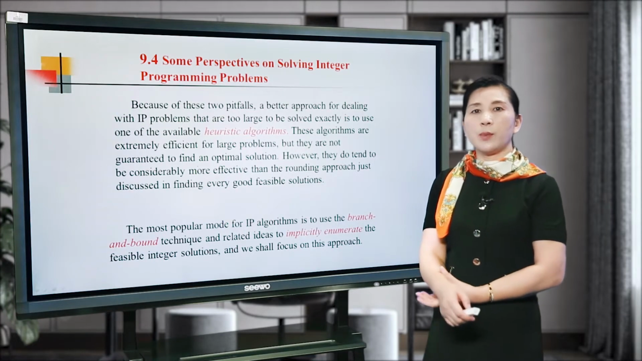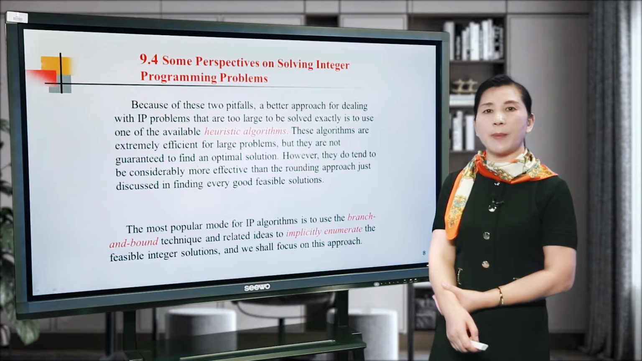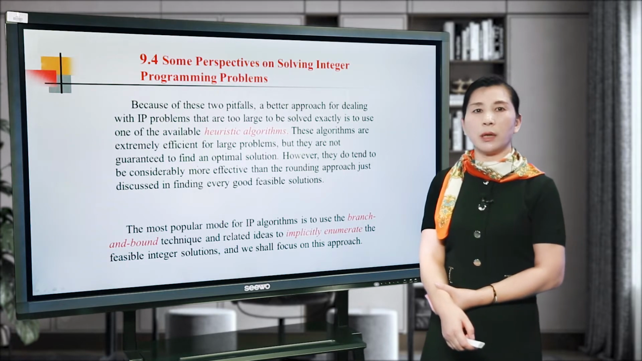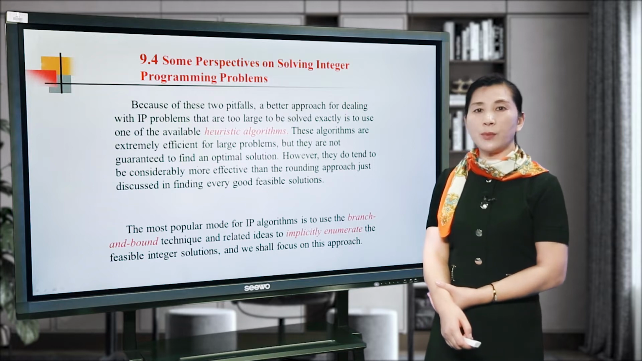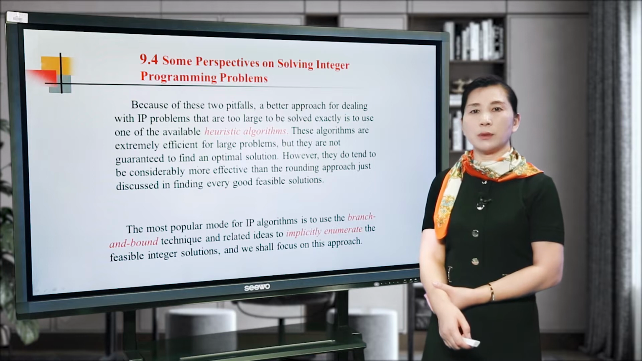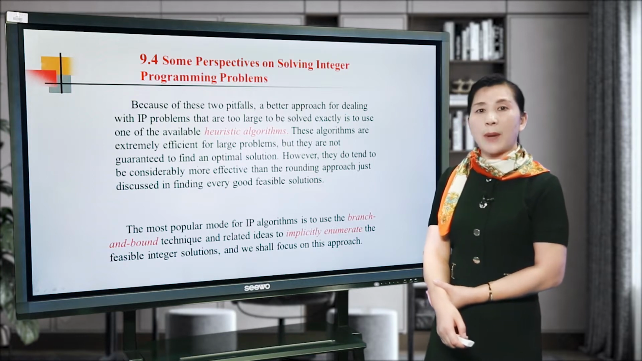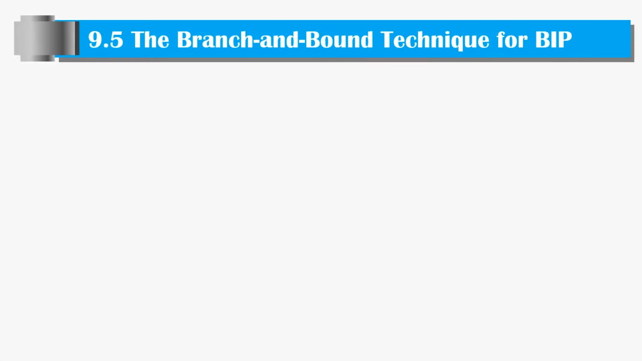The most popular model for IP algorithms is to use the branch and bound technique and related ideas to implicitly enumerate the feasible integer solutions, and we shall focus on the branch and bound technique approach. So now we introduce Section 5, the branch and bound technique for BIP.